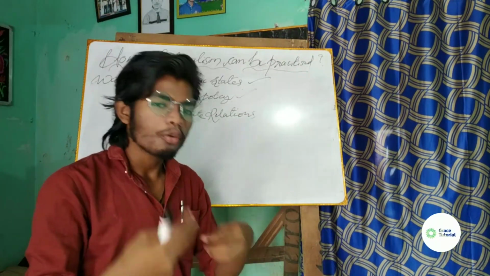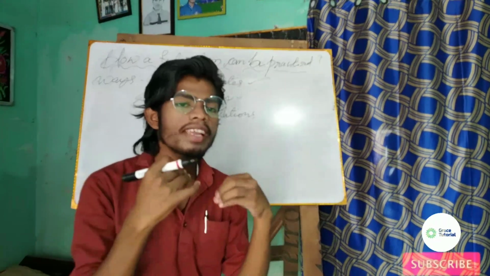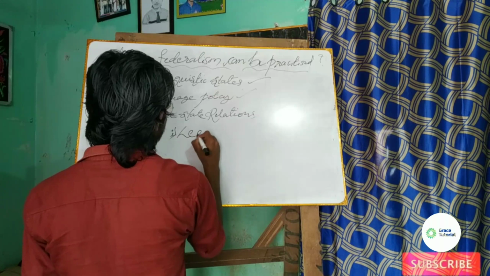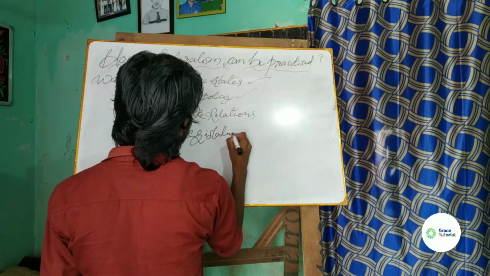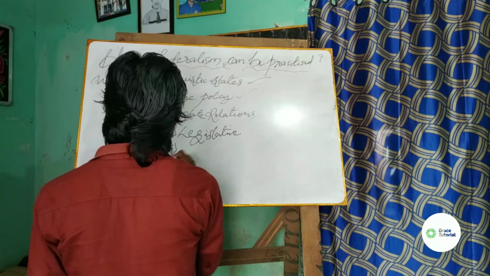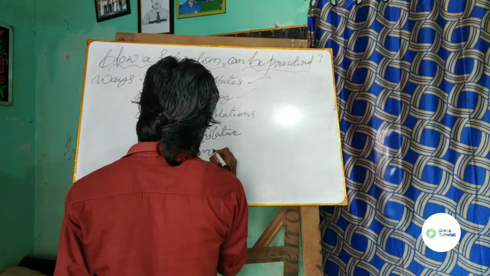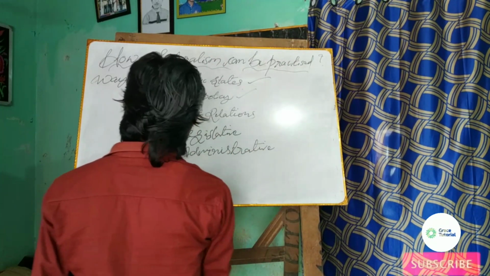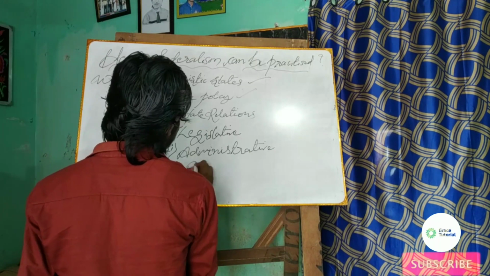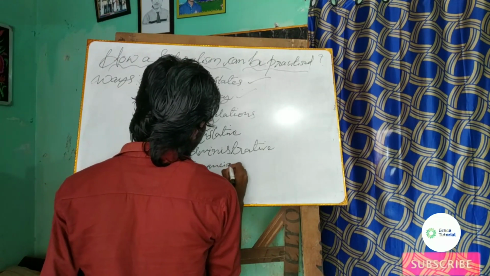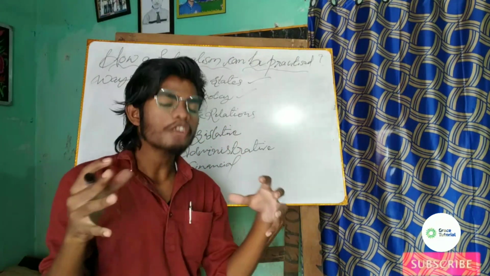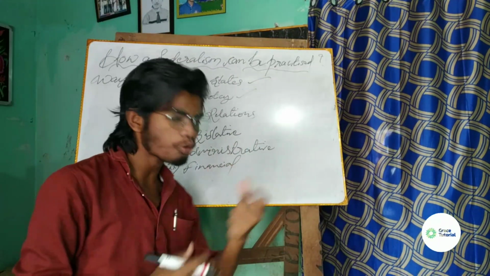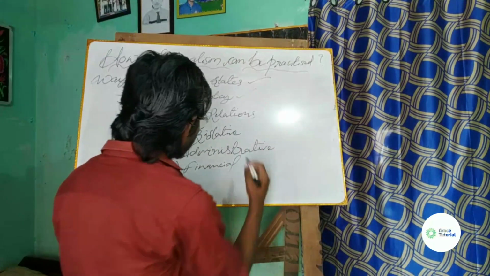Well, the center-state relations can be broadly studied under three heads. Number one, legislative. Number two, administrative. And number three, financial. Yes, the center-state relations can be studied under these three heads: legislative relations, administrative relations, and financial relations. Let us discuss one by one.